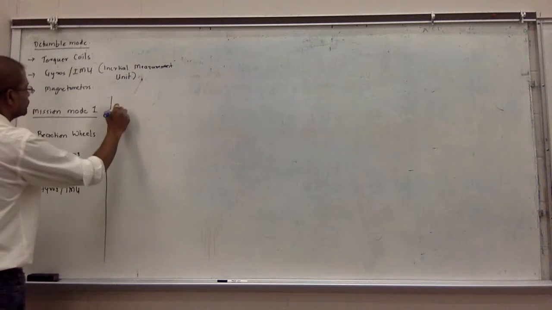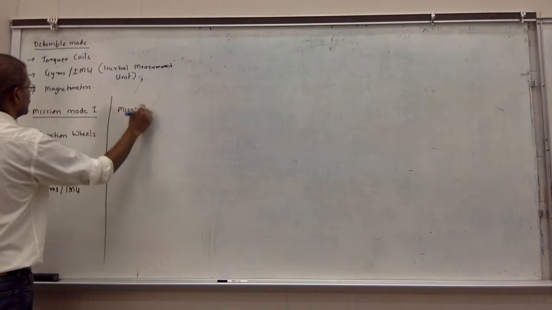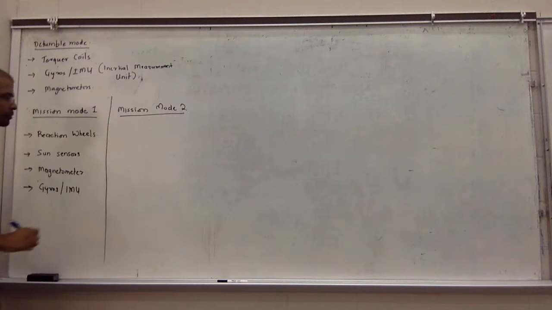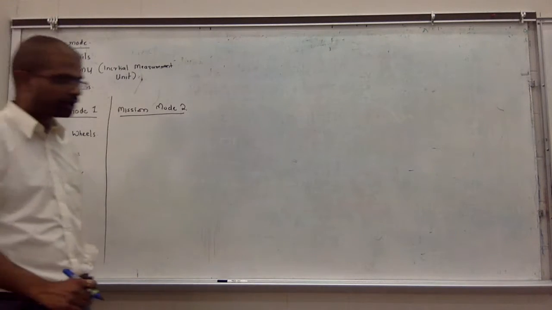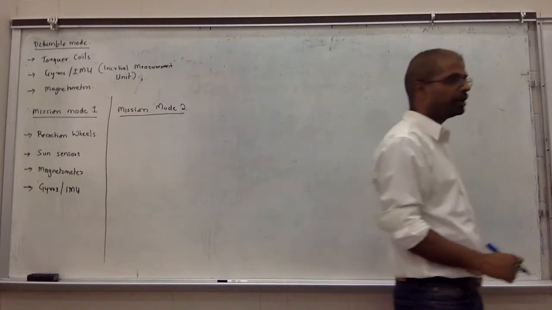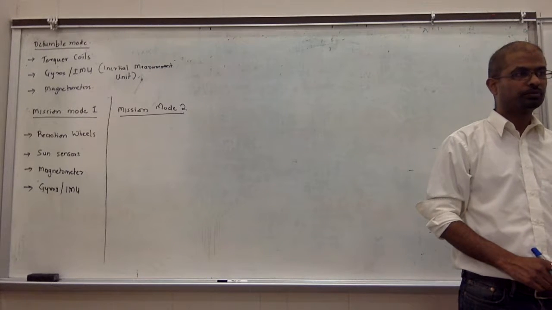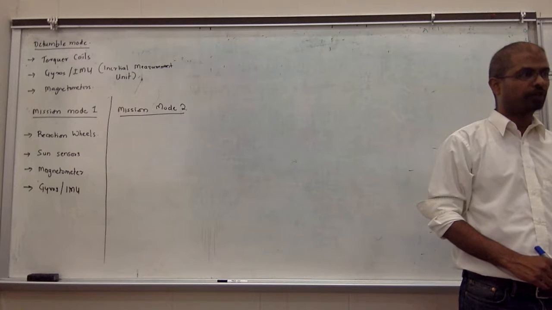So mission mode 2, what are we trying to do? We're doing controlled deorbit, right? So if you're doing that, what are the 2 requirements? Think about it in the broad sense. We have to maintain a particular orientation. And what else do we need to do in that orientation? We have to fire thrusters.